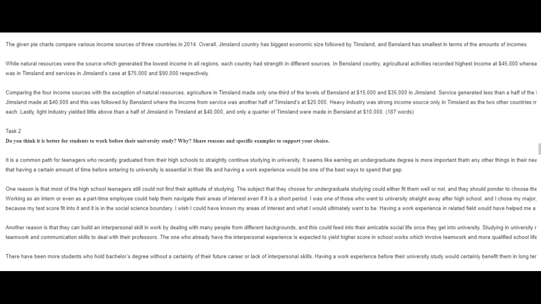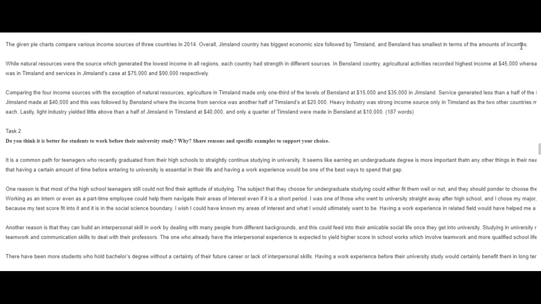The given pie charts compare various income sources of 3 countries in 2014. Overall, Jimsland had the biggest economic size, followed by Timsland and Bensland. Okay, this is a little awkward. Overall, Jimsland had the biggest economic size, followed by Timsland and Bensland in terms of the income amounts. All right, that would have been a cleaner way to say this.